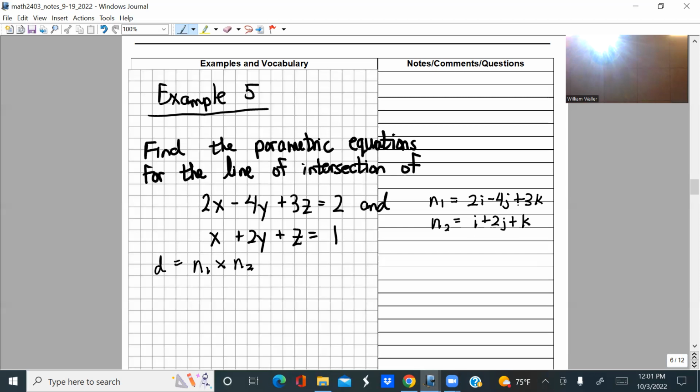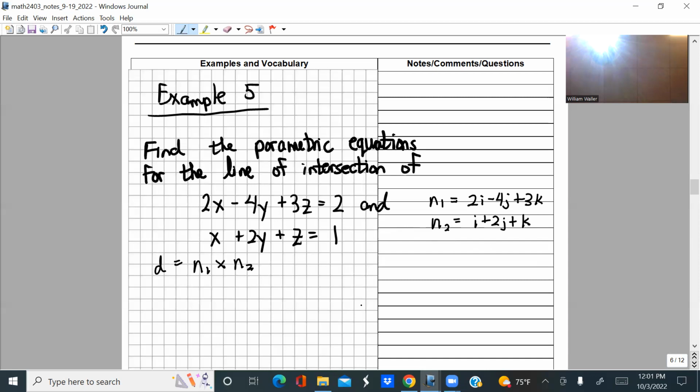Yeah, to see if one is a scalar multiple of the other, right? So I don't think that's true. Because to make N1 a scalar multiple of N2, you would have to multiply the i by 2. But if you multiply the i by 2, you get 2k, not 3k. So these are not scalar multiples of one another. So they're not parallel planes.